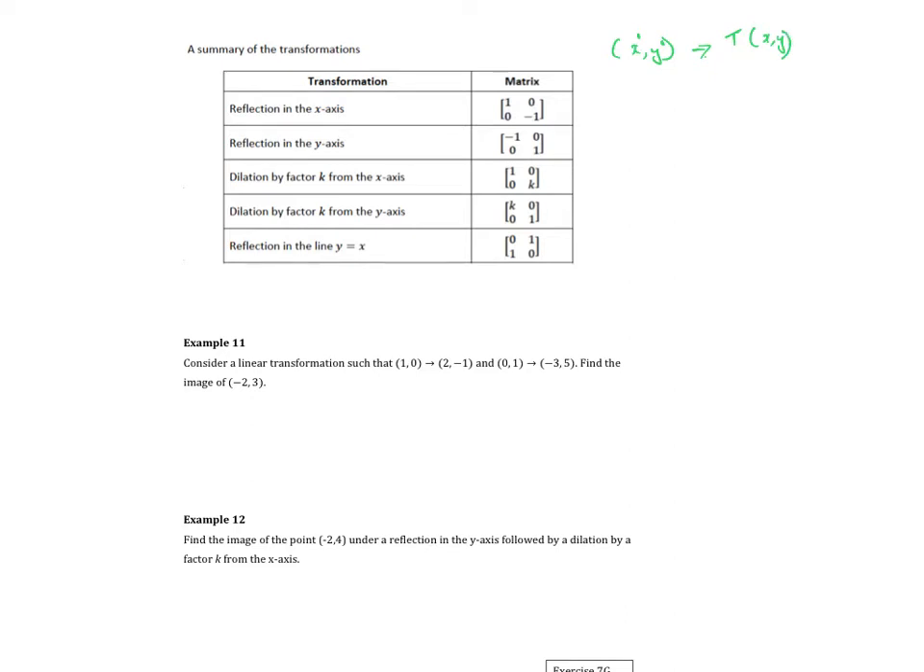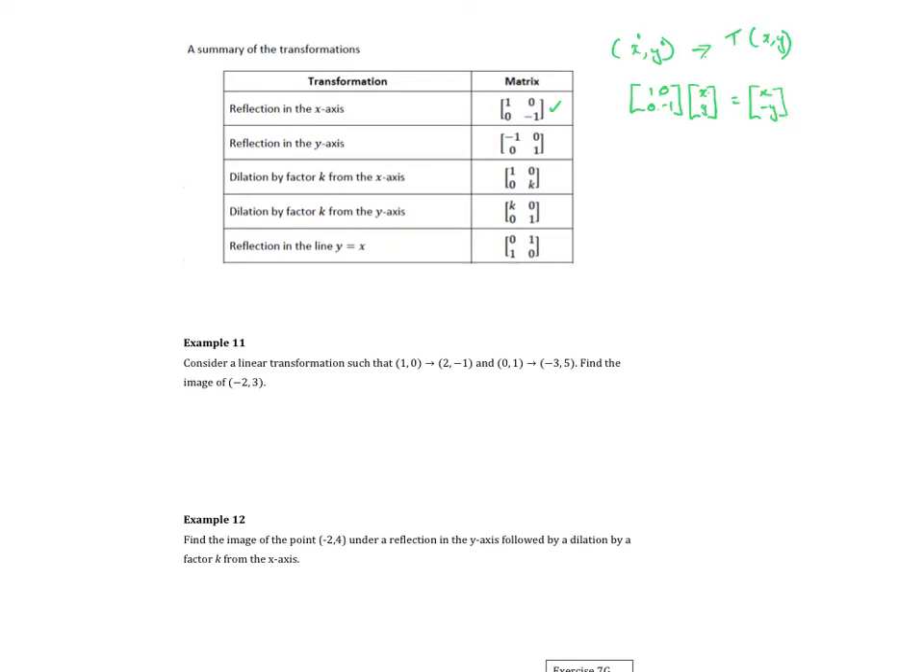All right, so this here, 1, 0, 0, negative 1, if I apply that transformation to the point x, y, the top row is going to be the x value, the second row is going to be the y value. What does this become? It's equal to 1 times x plus 0 times y, which is just x, 0 times x plus negative 1 times y, which is negative y.